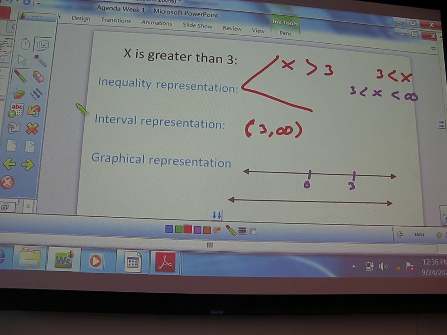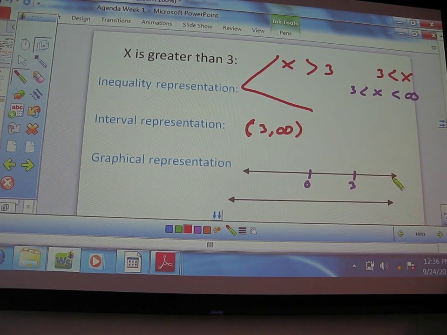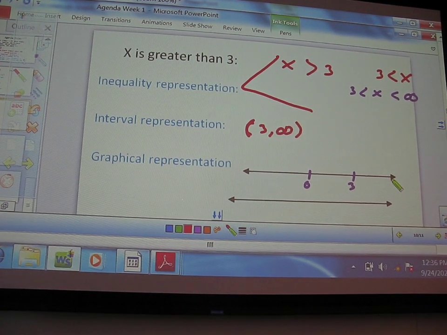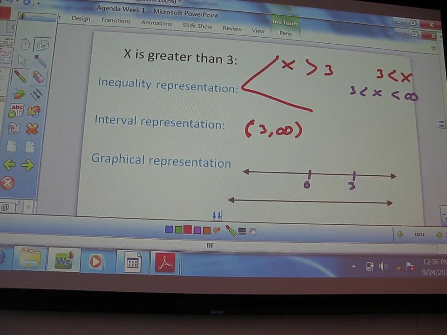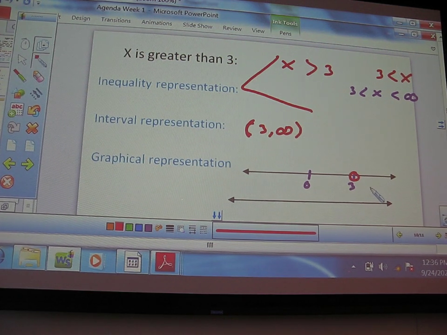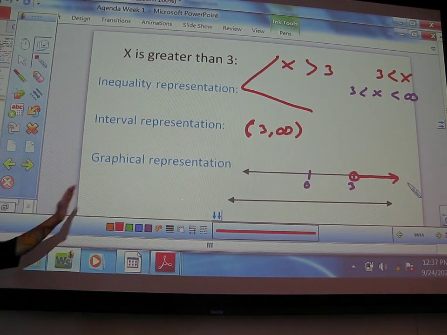If I'm greater than 3, am I on this side of 3 or this side of 3? The right. Yep, this side. Can I equal 3? No, I cannot equal 3. So I'm going to have an open circle where 3 is. I'm not touching you. And then off that way. Good? Everybody on board?